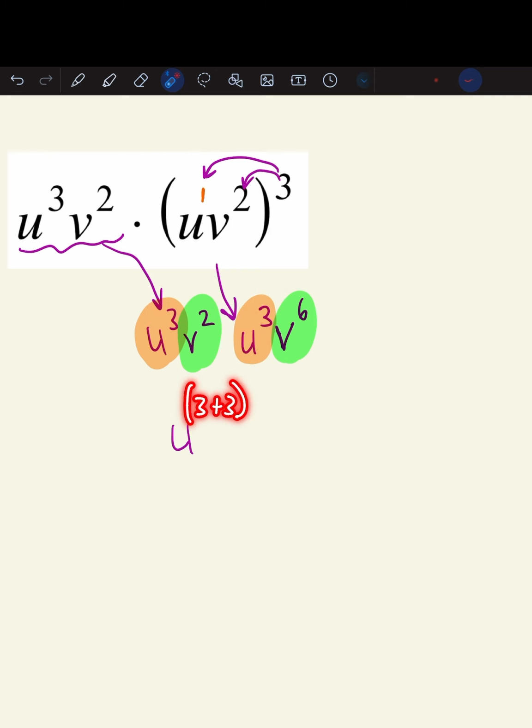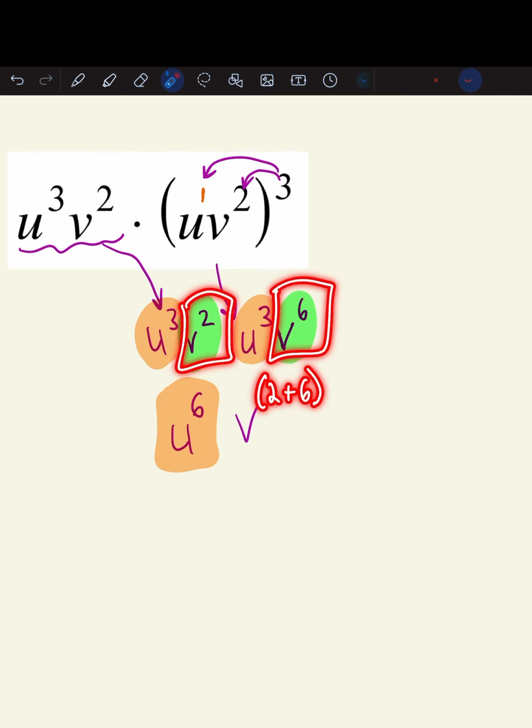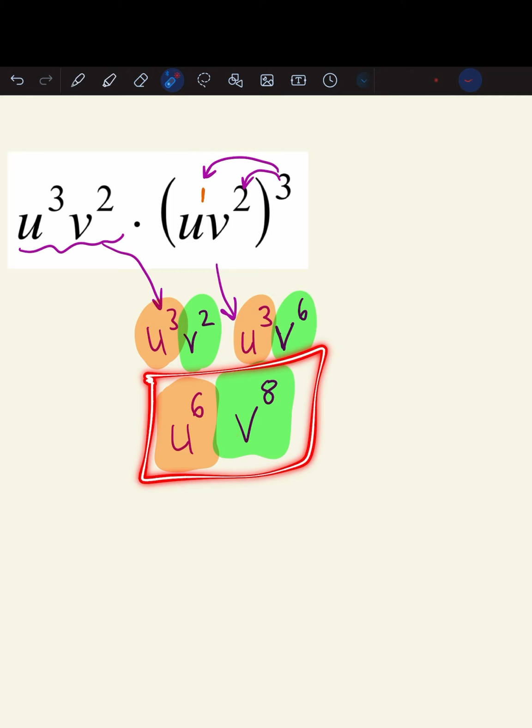So we get u to the 3 plus 3, which is u to the 6. We get v to the 2 plus 6, which is v to the 8. So this is our final answer.